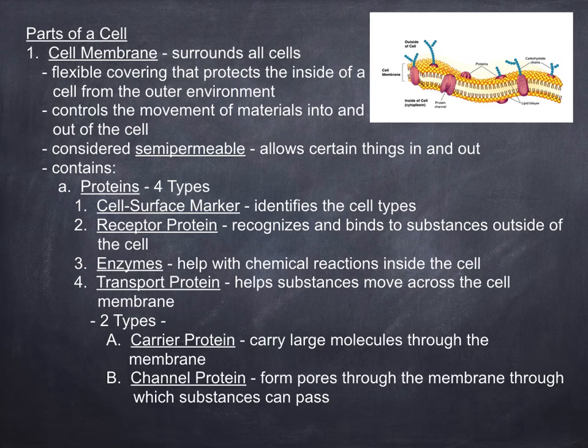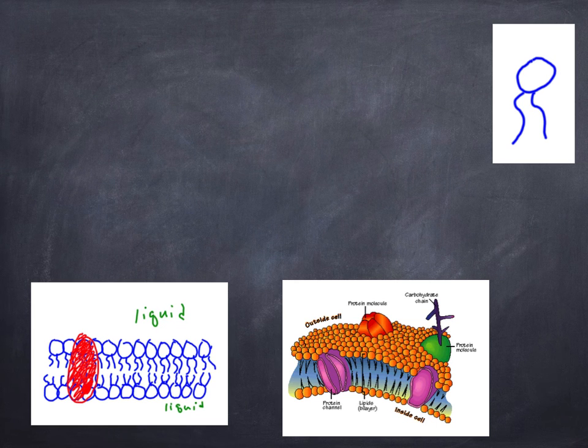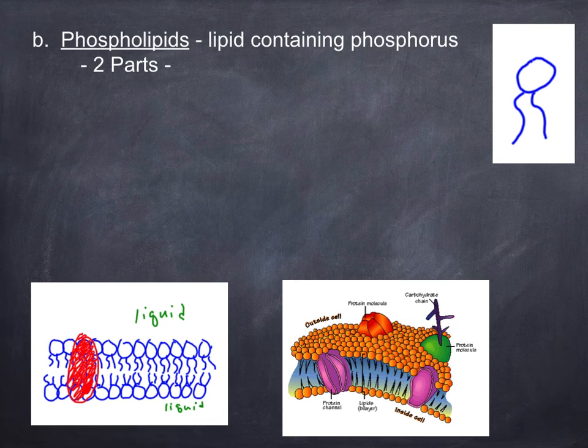So the second part of a cell membrane, so we've got the proteins we just talked about. The second part is the phospholipid. And a phospholipid is just a lipid that contains a phosphorus. And there are two parts to a phospholipid. So this would be a picture of a phospholipid here. You can see the phospholipids that they're showing you in this picture. I've got some drawn here.